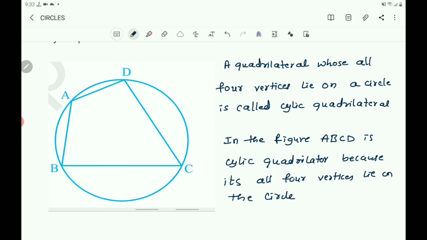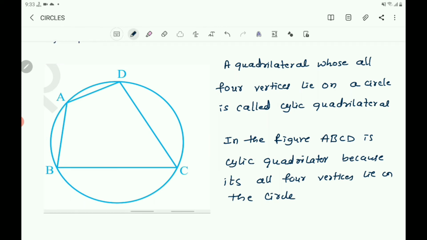Now you do one activity. Draw several cyclic quadrilaterals of different sides and name each of these as ABCD, and measure the opposite angles of each quadrilateral and write the measurement and observe what you find here. That is, you can verify that the sum of the opposite angles of the cyclic quadrilateral will be equal to 180 degree.